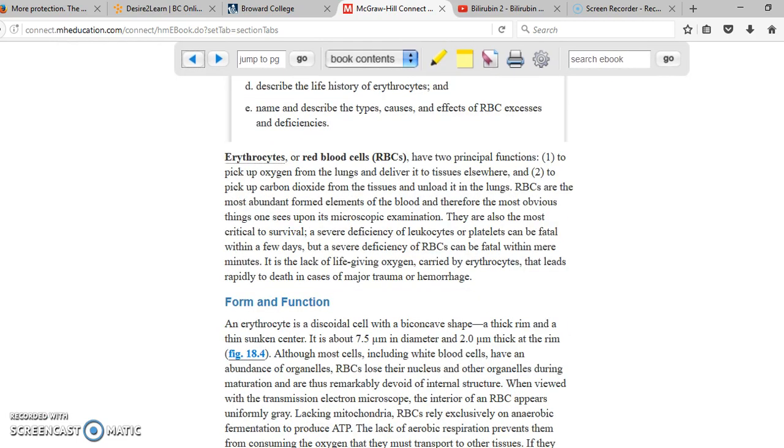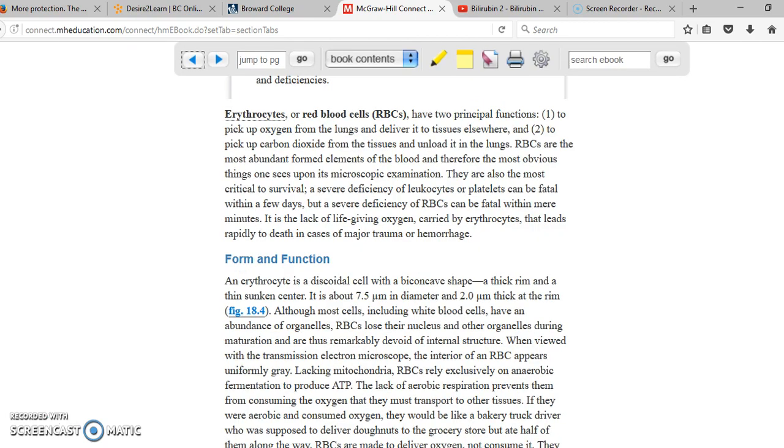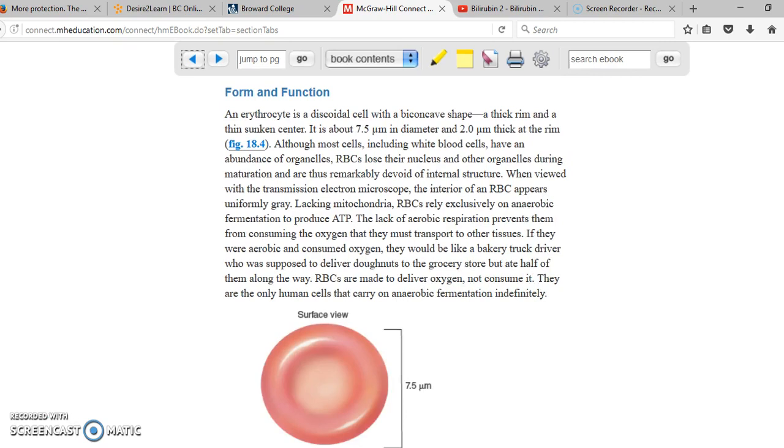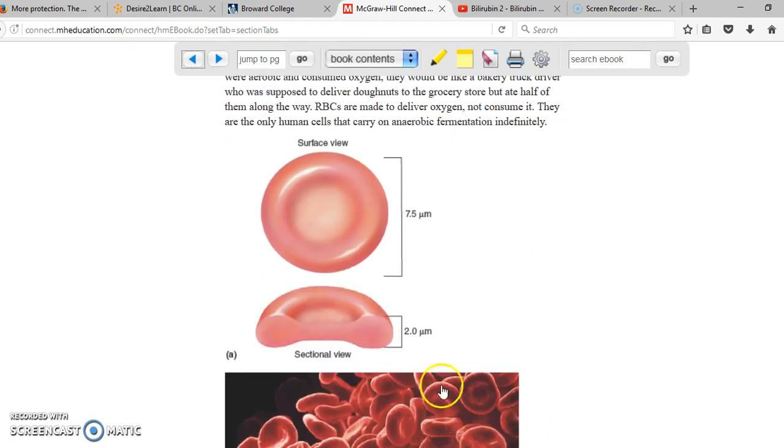Regarding the number of red blood cells that you have, they all have the same form and function. The form is a biconcave shape, and the function is basically to transport gases, mainly oxygen and carbon dioxide. The form here is this one. It's called biconcave because if you're looking here, you have one concavity in here, right? This part is concave, and this part is concave. So that's why it's called a biconcave disc.